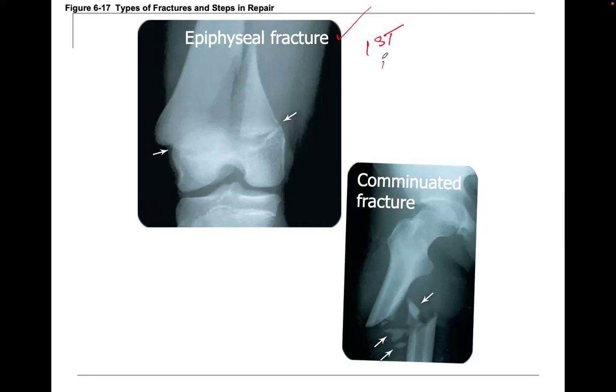Guess when? The first day of school. Very common. Why? Because that kid going into kindergarten, they lift them up by both wrists to get them on top of that first big bus step. Okay. Here's comminuted. We have all those fractures.